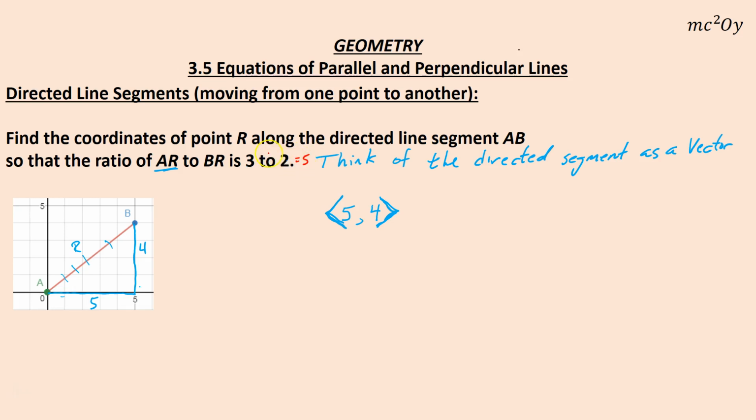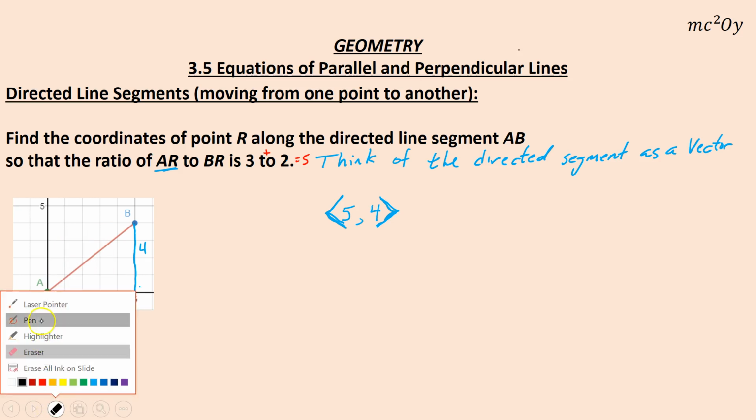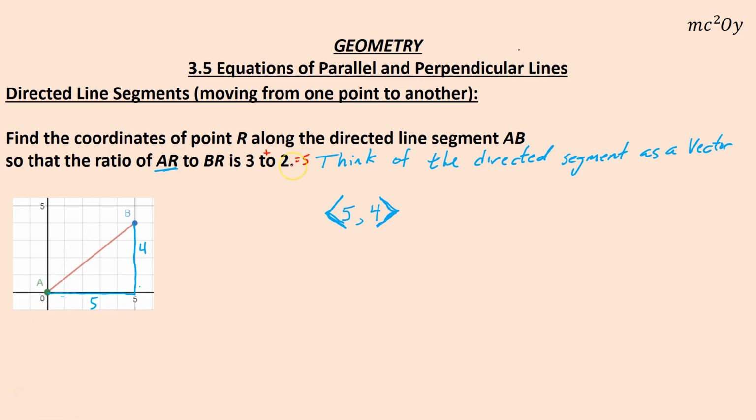Okay, so you think of that as like 3 plus 2. 3 plus 2 equals 5. So you're trying to figure out where to put that point R. That's what it's asking. All right, and so the way we're going to do that is we're going to think of it, well, there's 5 total pieces. And from A to R, that's going to be 3 out of the 5 of those pieces because it says AR to BR, and that's 3, 2, 5.